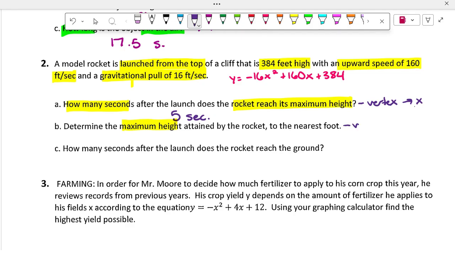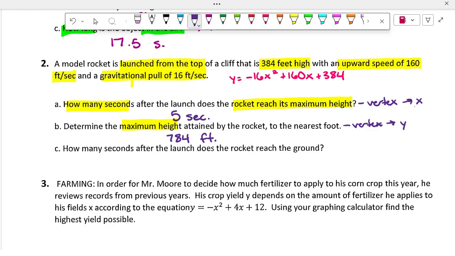Now the next question asks what actually is the maximum height. So we're using the vertex still, but now we're using what? The y. So how many feet is that actually the maximum height? Say that one more time. 784 feet. All right.